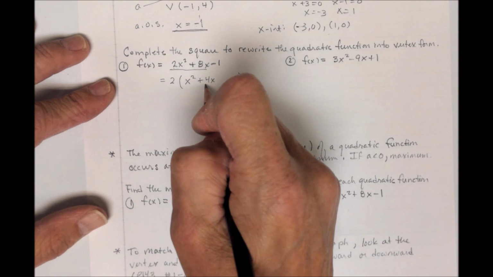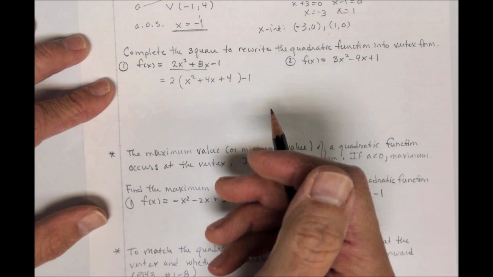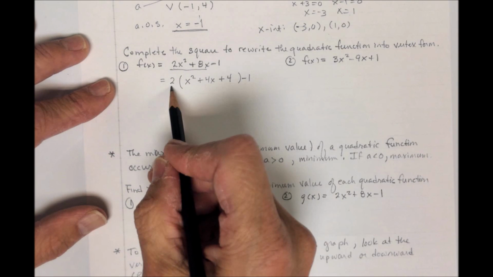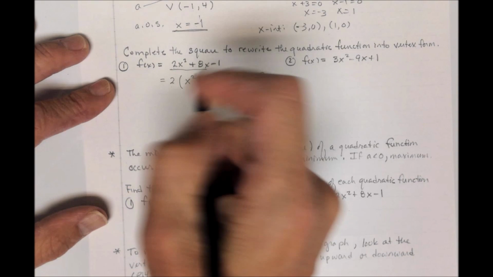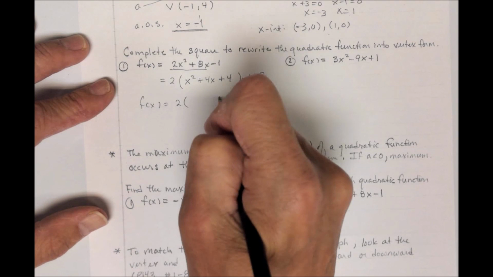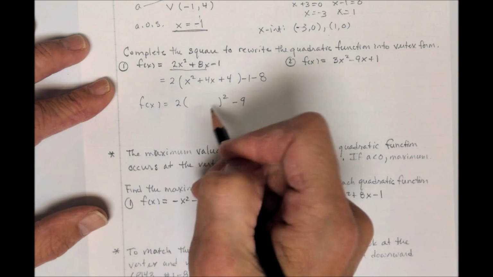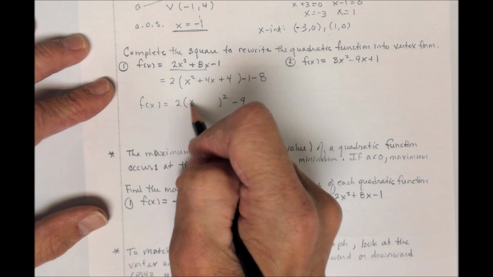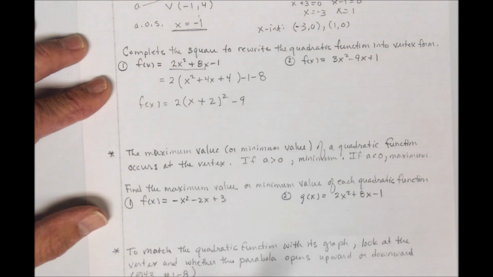Take half of the 4 and square it, and that's a 4. But again, I didn't add 4 because of this number out in front. I added 8, so I have to subtract 8 to keep it balanced. So I have f of x is equal to 2 times a binomial squared and a minus 9 on the end. What goes in here? Well, what's squared here is an x, and what's squared here is a 2, and a plus sign right there tells me a plus sign right there.